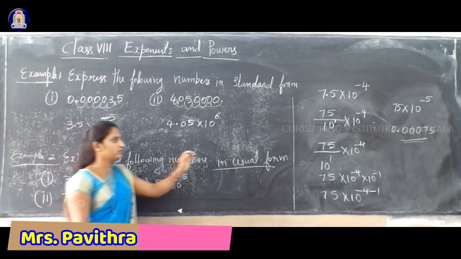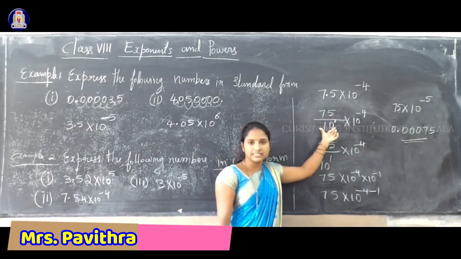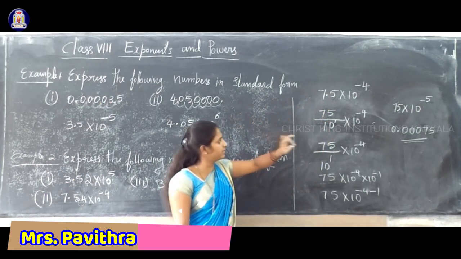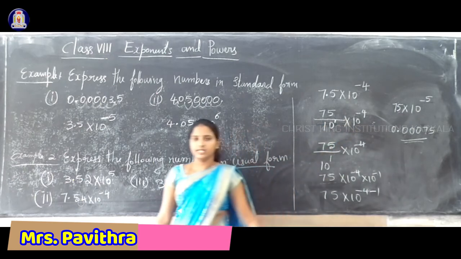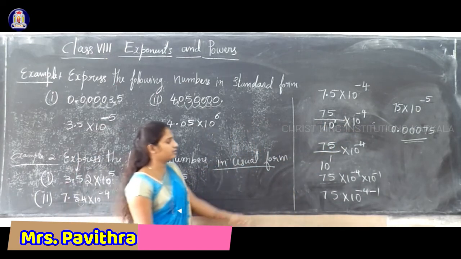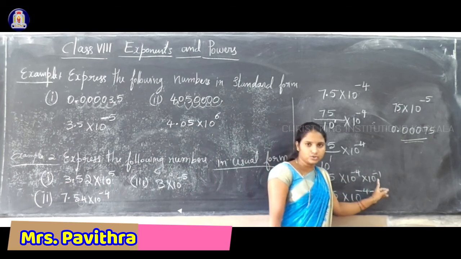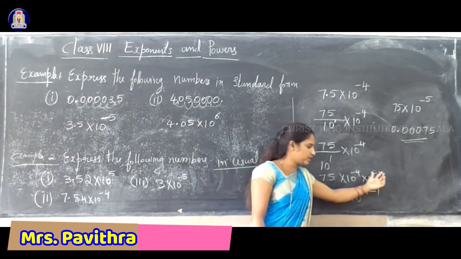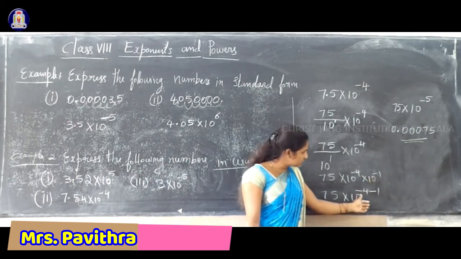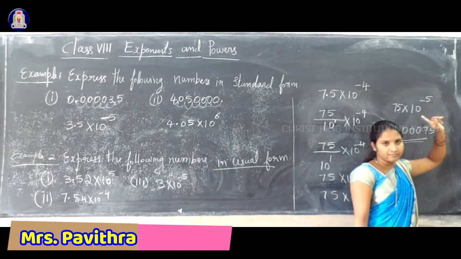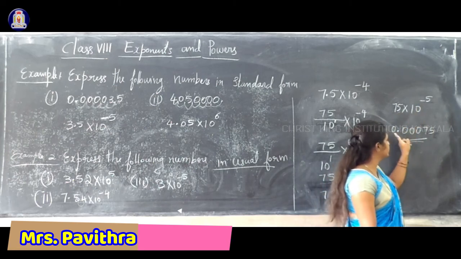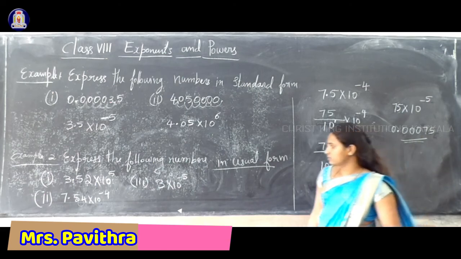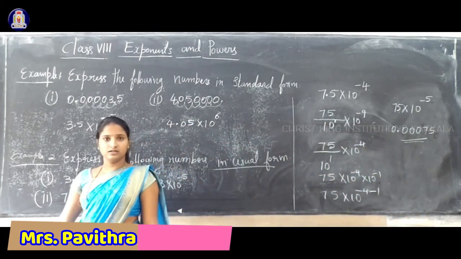Okay. Here I use one more method, that is 75 by 10. 7.5 can be written as 75 by 10 into 10 power minus 4. So 10 power 1 we can write in the numerator, so we get 10 power minus 1. 10 power minus 4 into 10 power minus 1. The answer is 10 power minus 5. So 75 into 10 power minus 5 means 0.00075.